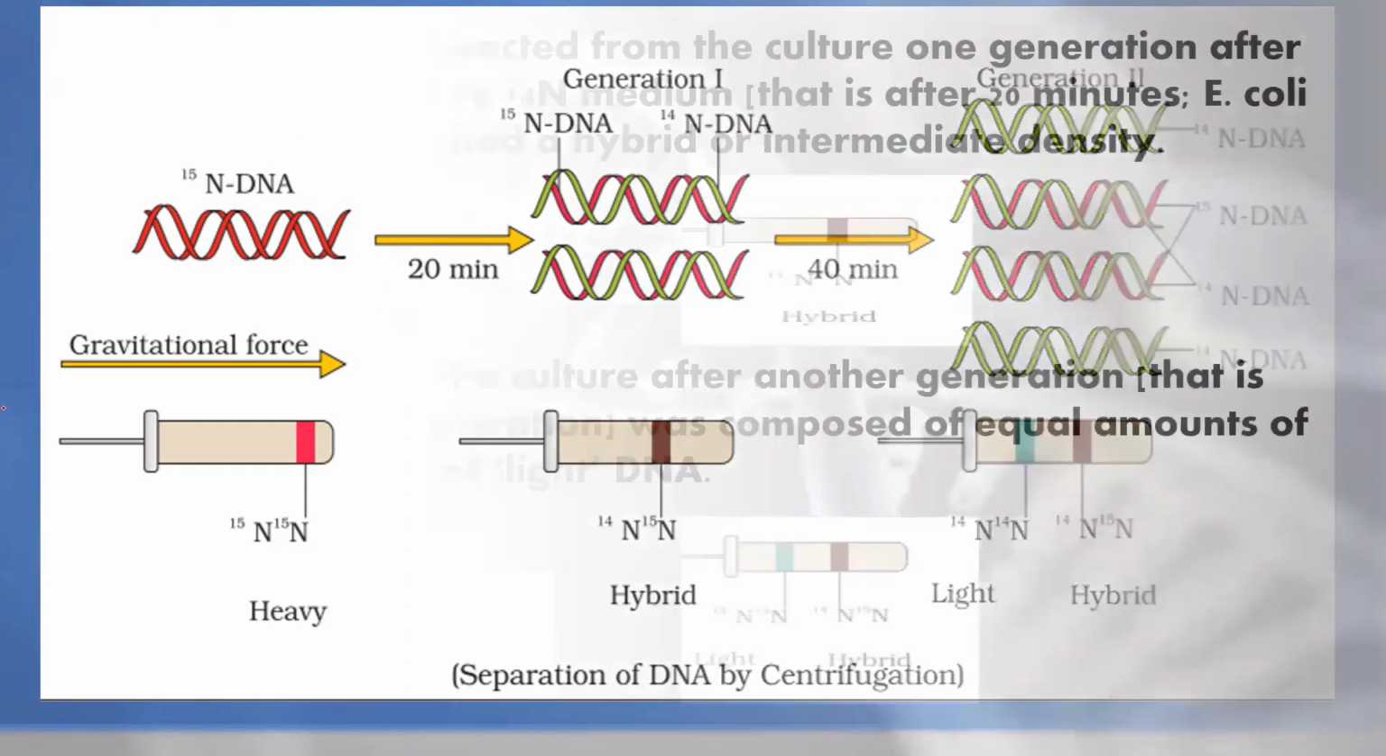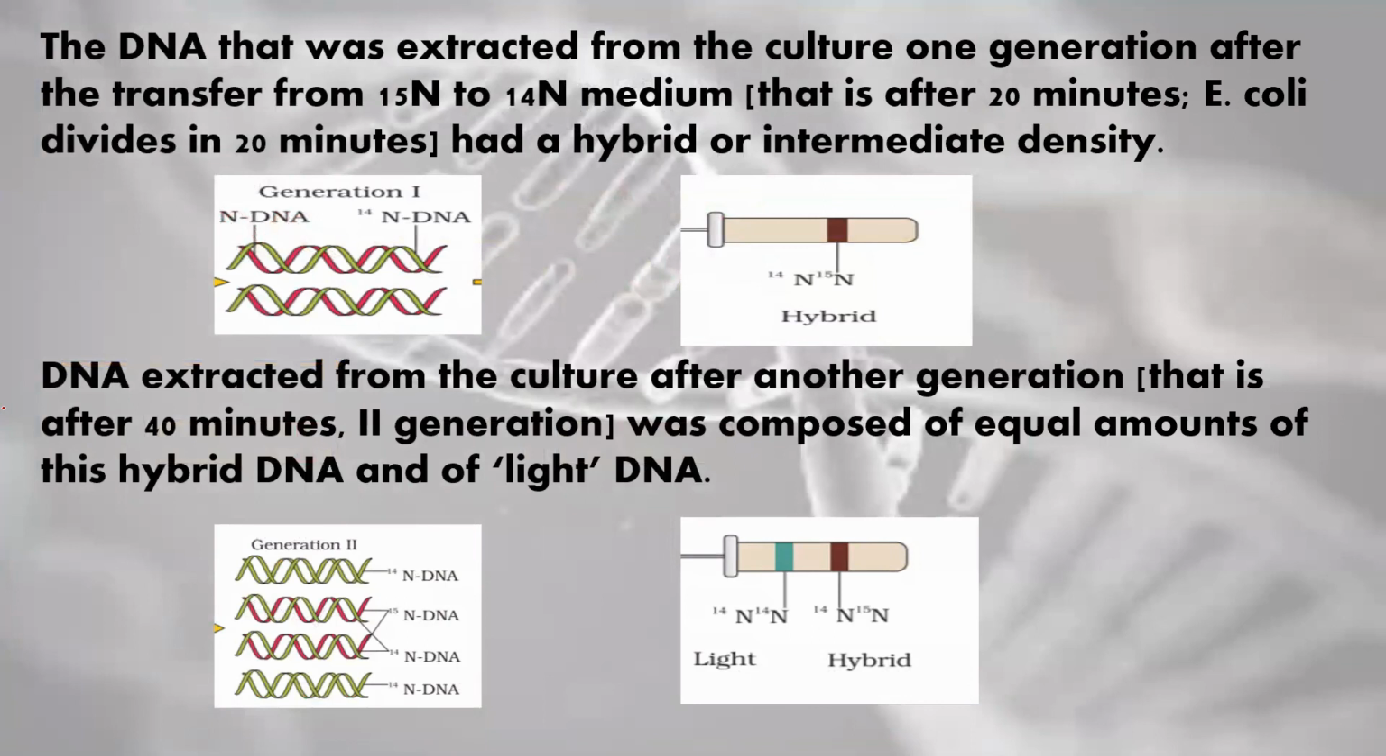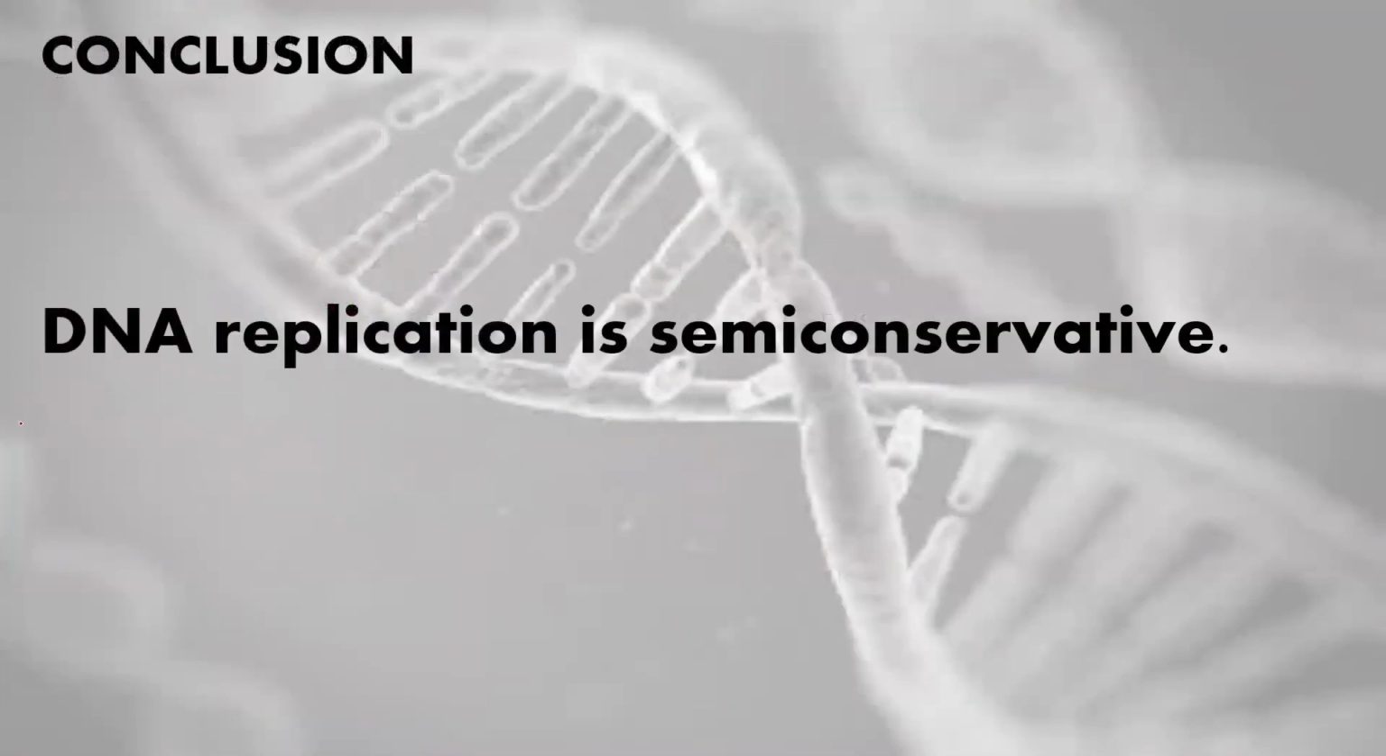So these observations helped Meselson and Stahl to conclude that this replication of DNA must have taken place in a semi-conservative manner. So the conclusion of this experiment was that DNA replication is semi-conservative.